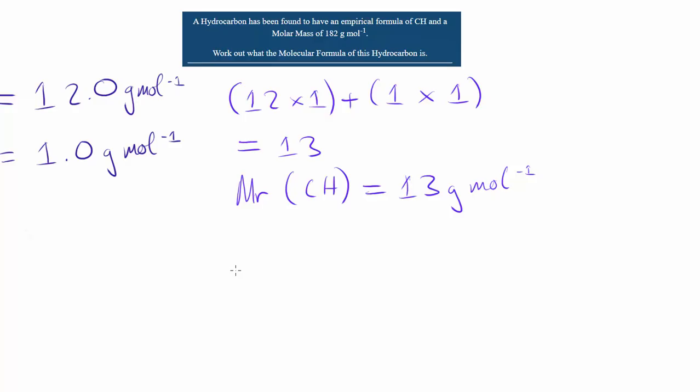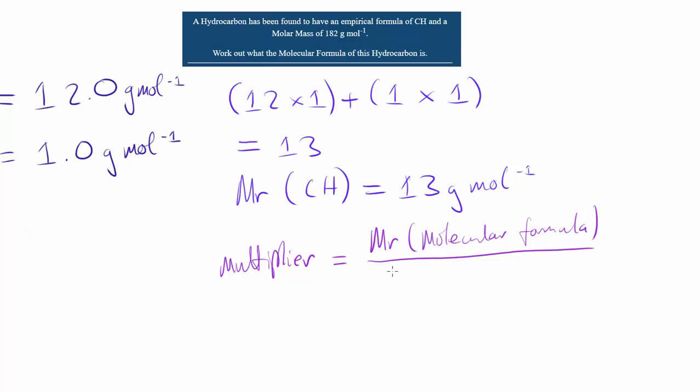The equation I'm going to use for working out the multiplier, based on the reasoning I've just explained, is that the multiplier is equal to the molar mass of the molecular formula. We don't have the molecular formula yet, but we know the actual molar mass, even though we don't know what the molecular formula is. We divide that by the molar mass of the empirical formula, which we have. We have the empirical formula and its molar mass, but for this we just need the molar masses.